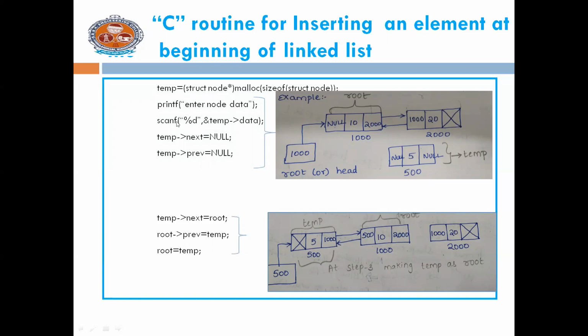Next, we have to assign some value to that memory location. Using printf and scanf, we will be reading the data through the keyboard. That is, I am assigning the value 5, which will be stored in temp arrow data. So here 5 will be stored in the memory location 500. Initially we are not having the previous pointer and next pointer, so I'm assigning temp previous and temp next as null.